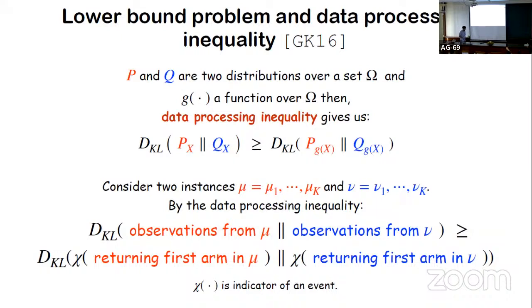Yeah. The data processing inequality, is G a function from omega to omega? No, G can be a function from omega to R or anything. G is a function from omega to some other set. Let's call it R. And P G X is just the distribution of G X if X is sampled from P. Yeah. Okay.